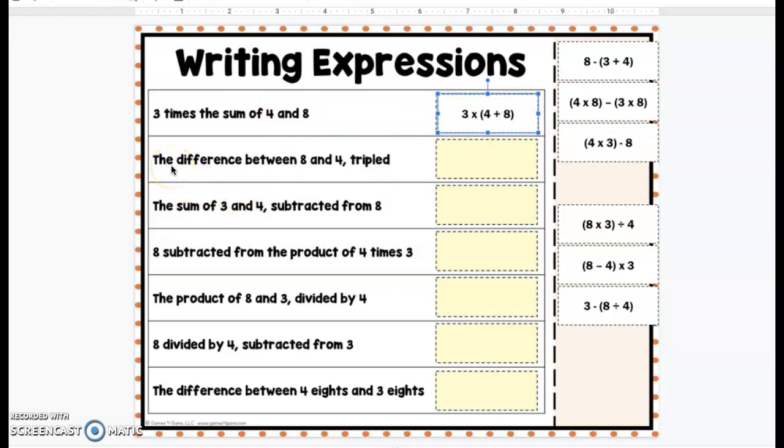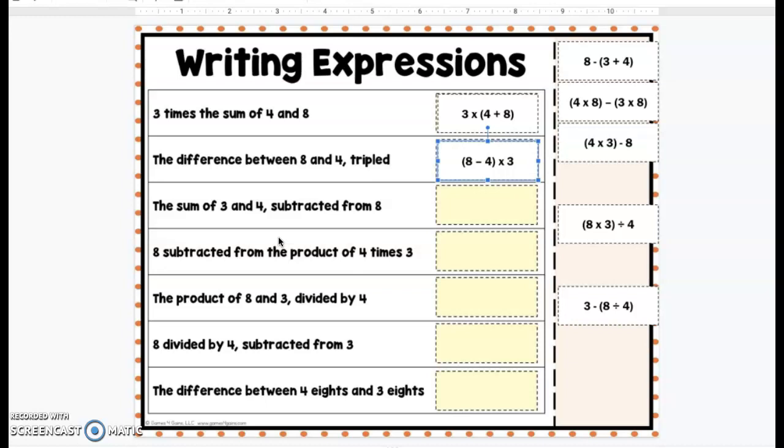Okay, the difference between 8 and 4 tripled. So I need to say 8 minus 4 times 3. So let's see on my right side here. 8 minus 4 times 3. That's right here. Perfect. The sum, that means adding, the sum of 3 and 4 subtracted from 8. So this expression is going to say 3 plus 4 minus 8.